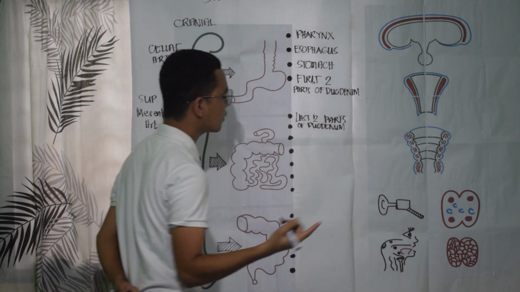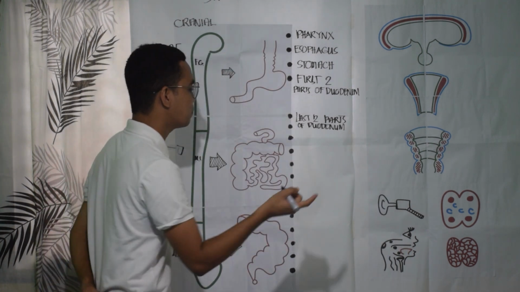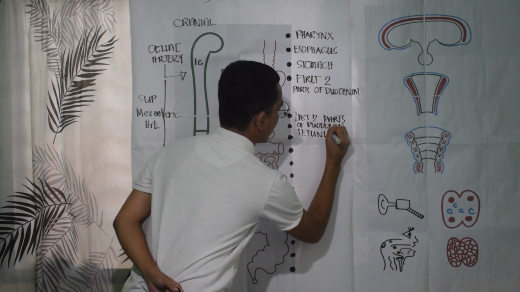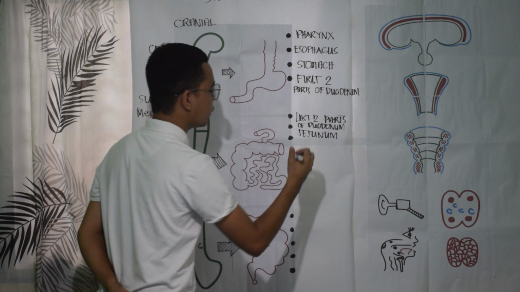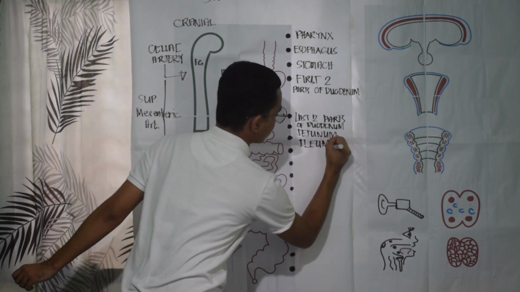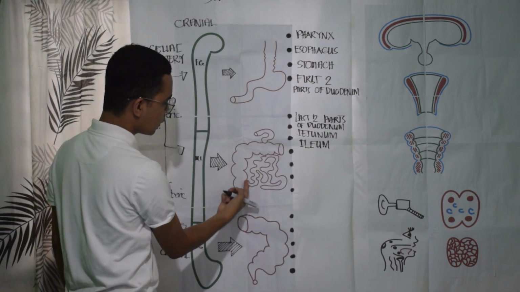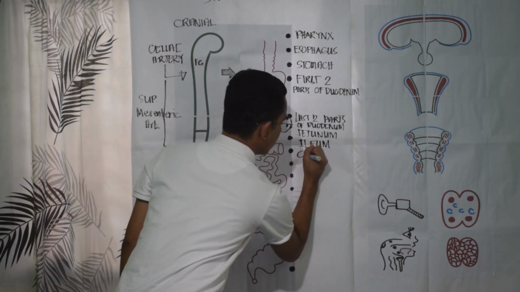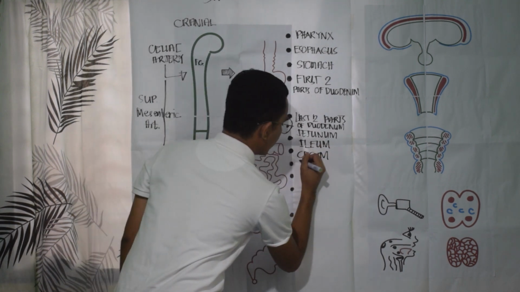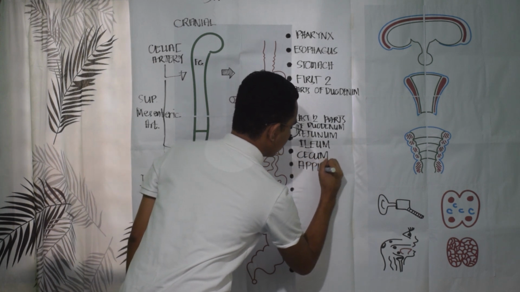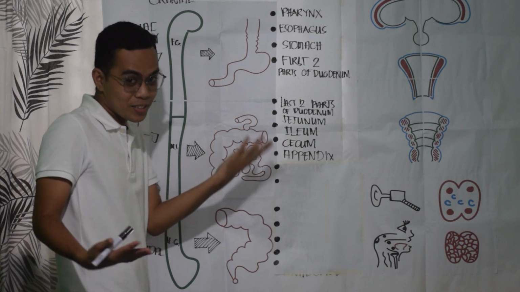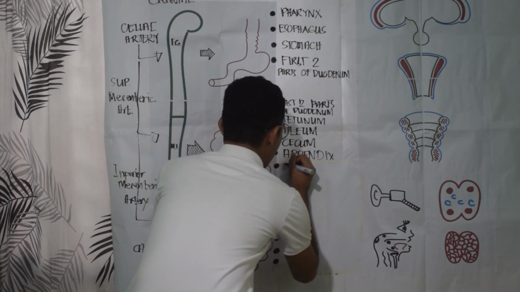And just follow the path. What's next? It's the jejunum. And after that, we have the ileum. So this portion is where your cecum, that's the next portion, and your appendix can be found. This structure, the upward motion, it's ascending. So obviously it's your ascending colon.